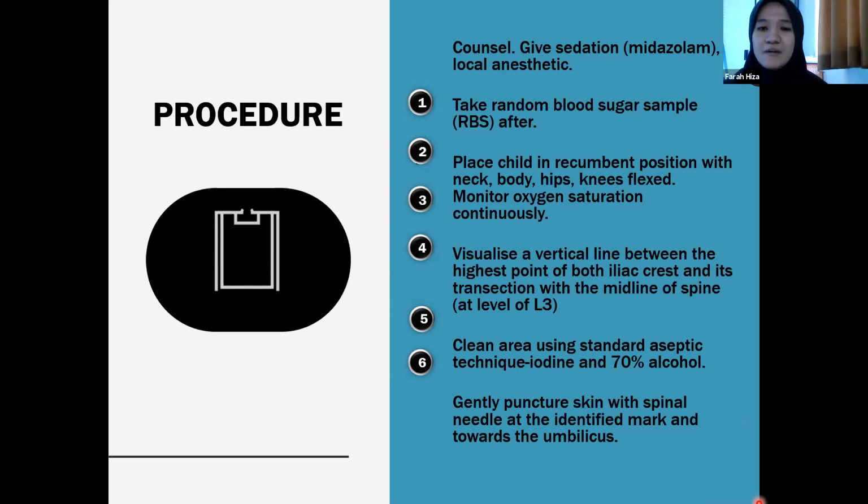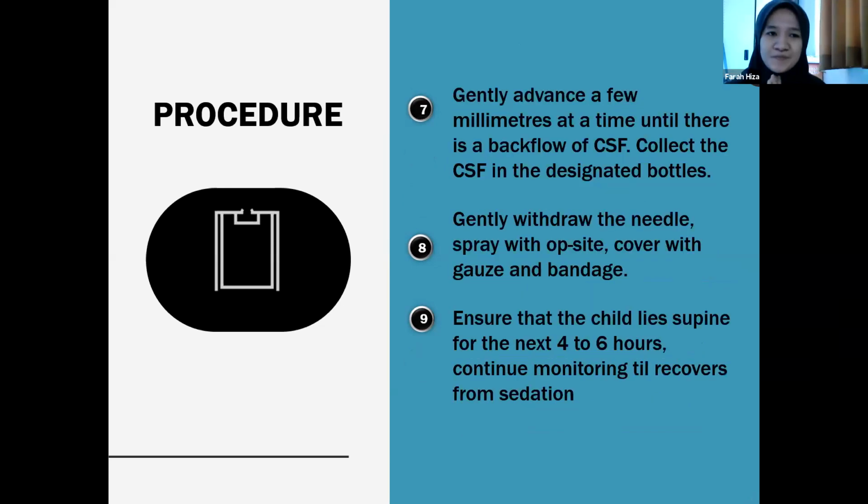Monitoring is also important: monitor the oxygen saturation continuously throughout the process. And then we do the landmarking, as I showed you in the earlier slide. Then we clean the area with iodine and also alcohol, and prepare the needle with the stylet at the area you have already marked, which is the L3 level or below that. Okay, next.